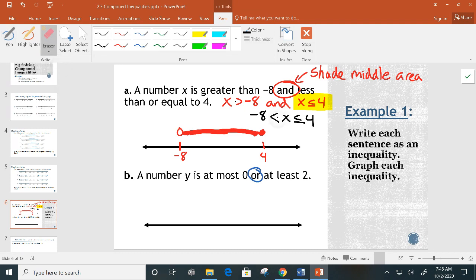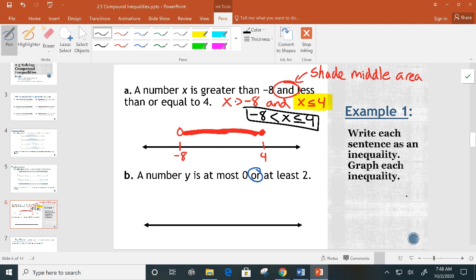Most of the time, you'll see your and compound inequalities written in this form here with everything together. When you see that, you know that you're shading in that middle region, and that only the values that are in between those numbers, sometimes including your boundary points, are solutions to your inequality.